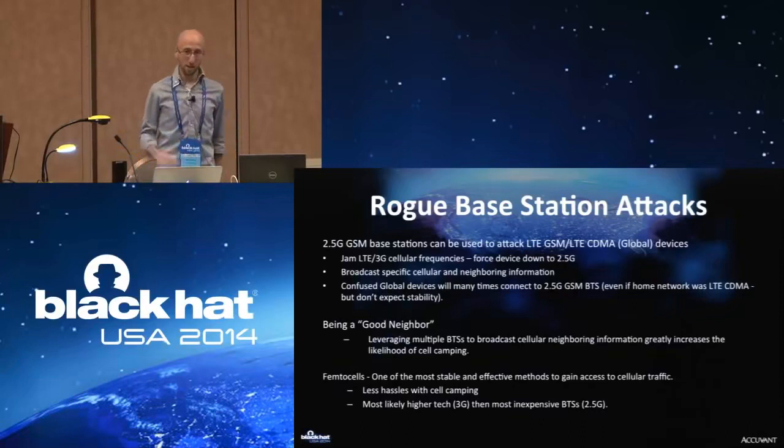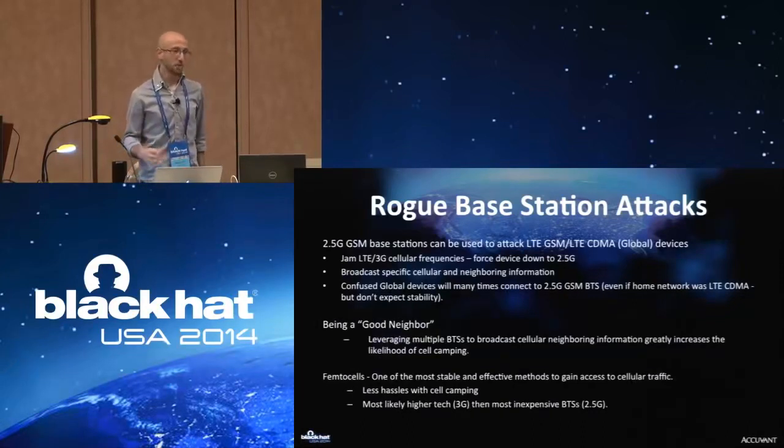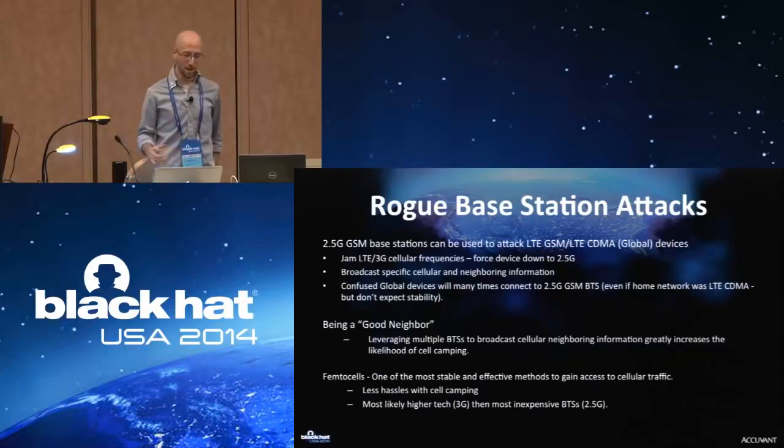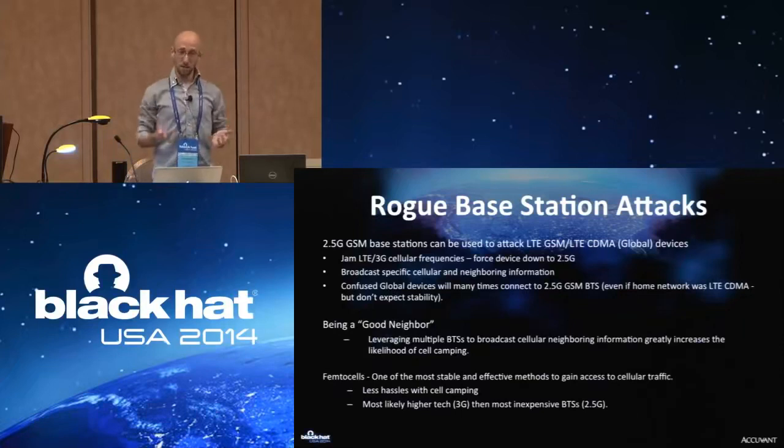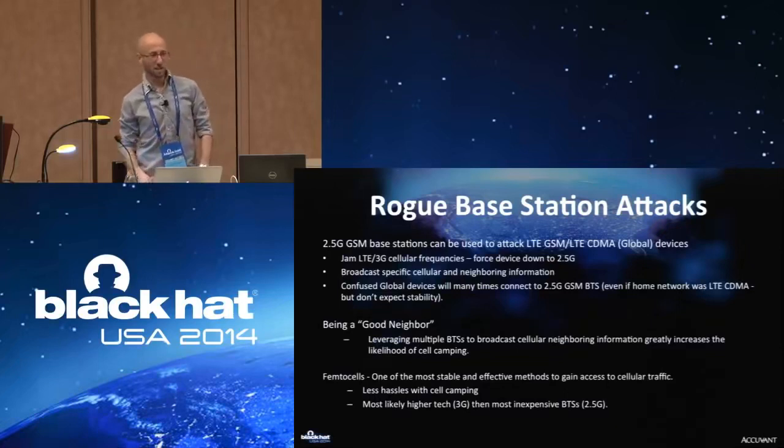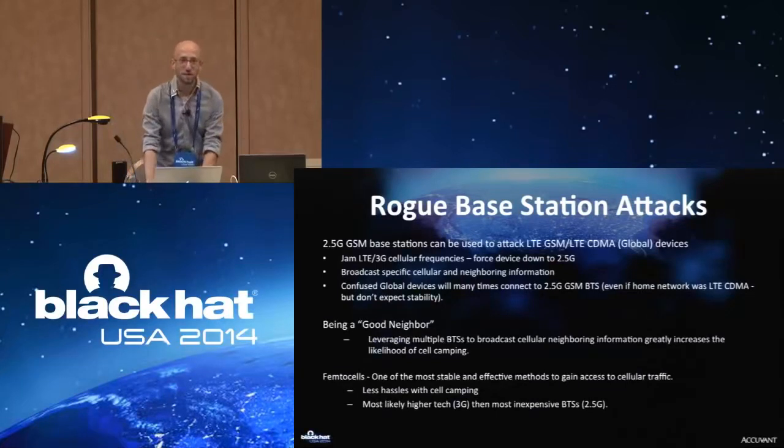We found that by jamming the LTE and CDMA frequencies, we can get the phones to drop down to 2.5G. More or less, that's EDGE with data. But to do that, we have to broadcast weird cellular configs and some interesting neighboring information. They get confused and drop down. GSM devices are more stable; LTE and CDMA start to get a little funny, but if you work fast, it doesn't really matter.